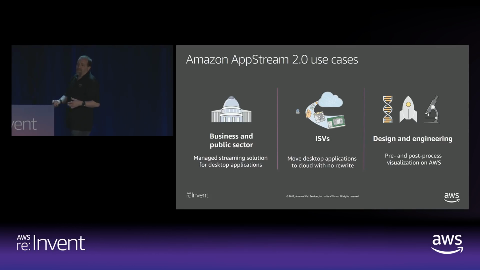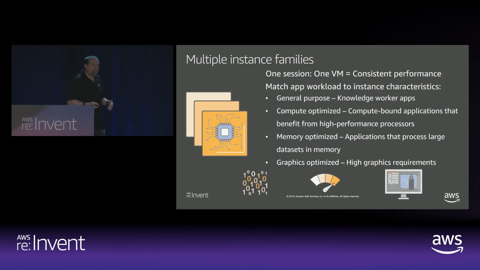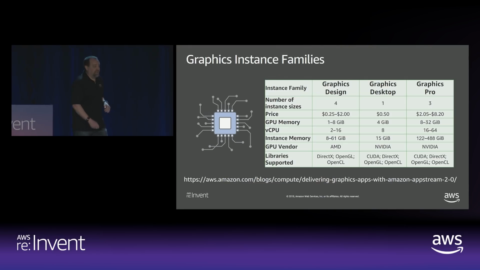We have a number of different instance types. There are general purpose systems for your knowledge worker apps, compute optimized for compute-bound applications that would benefit from higher performance processors, memory optimized systems for applications that process large data sets in memory, and then graphics optimized if you have high graphics requirements. So for graphics optimized, we actually have 3 different families: design, desktop, and pro.